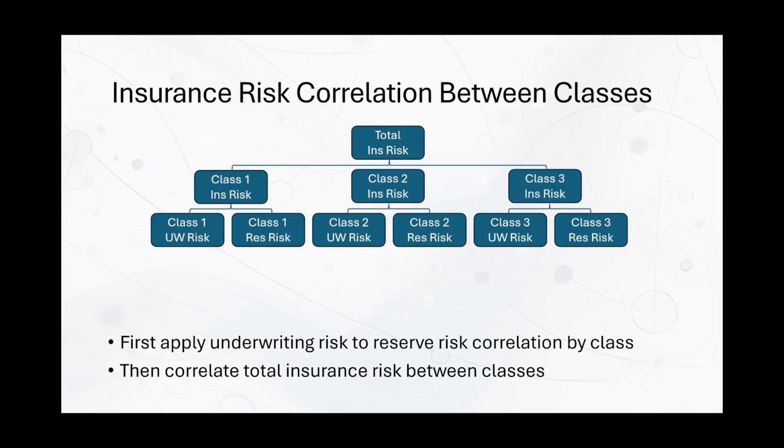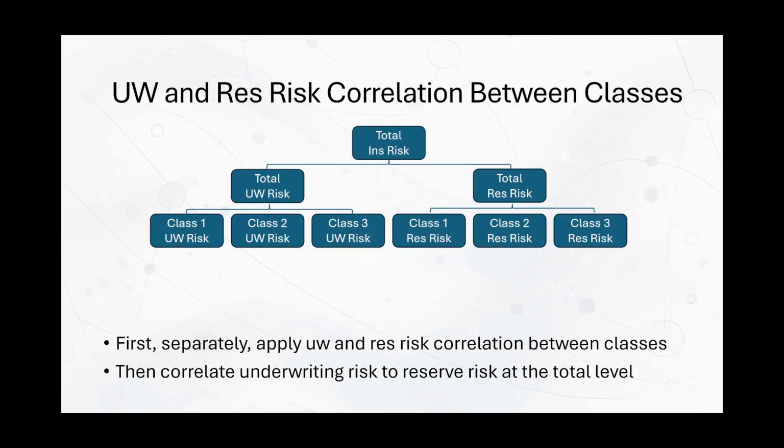So let's just have a look at those two methods in a bit more detail so we understand what we're doing. The insurance risk based correlation approach, this is method one. So we're first going to correlate the underwriting risk and the reserve risk together within each class. We're going to then aggregate them to give a total insurance risk value per class. And then as a second step, we're going to correlate the insurance risk totals together across the classes. And that's going to give us our total insurance risk figure. So you can think about this method as being the risk periods get correlated together first, and then the classes.